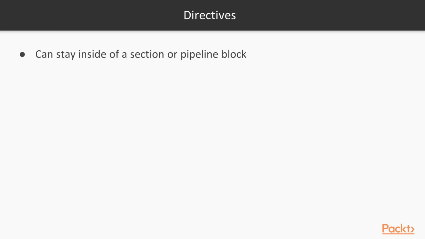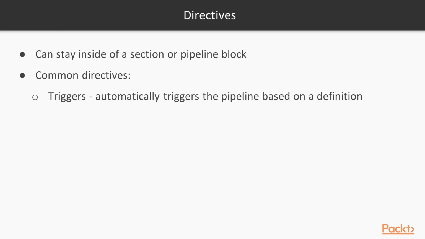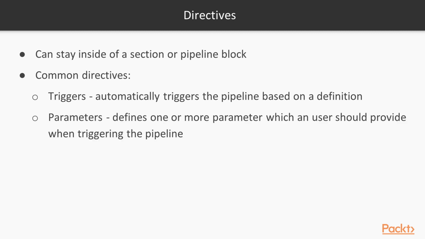Next, we have directives, which can be inside of a section or the pipeline block. Common directives are triggers, which automatically trigger the pipeline based on a definition. It can be at a specific time, like cron, or it can poll the SCM during a defined period. Another one that we have is parameters, which defines one or more parameters which a user should provide when triggering the pipeline.